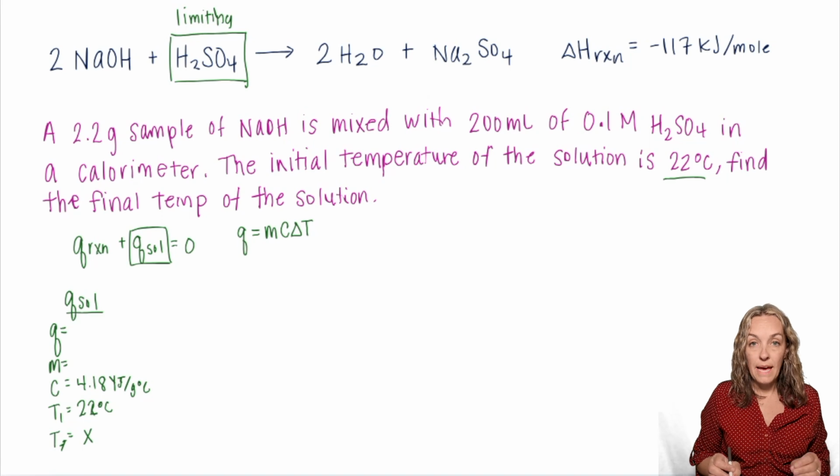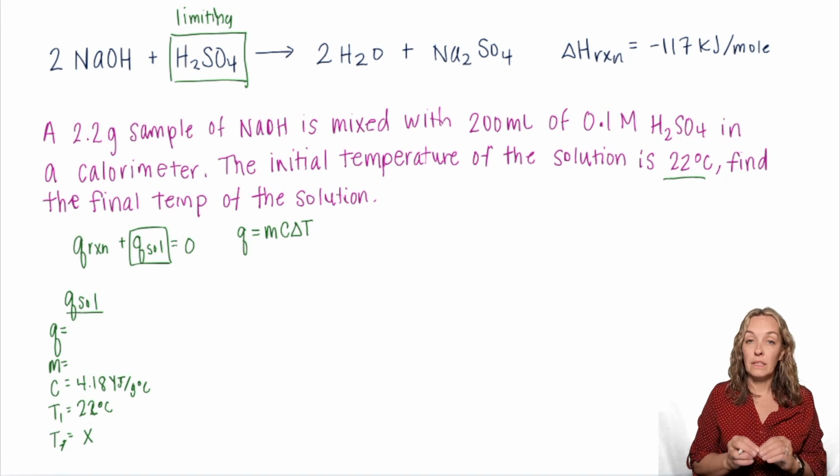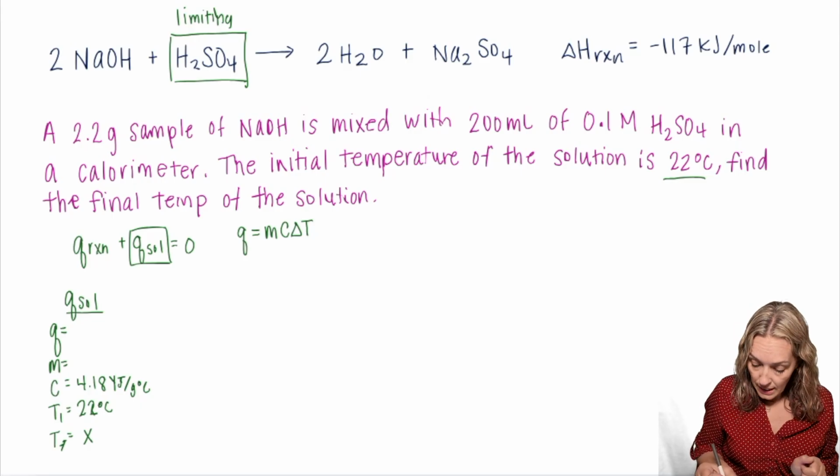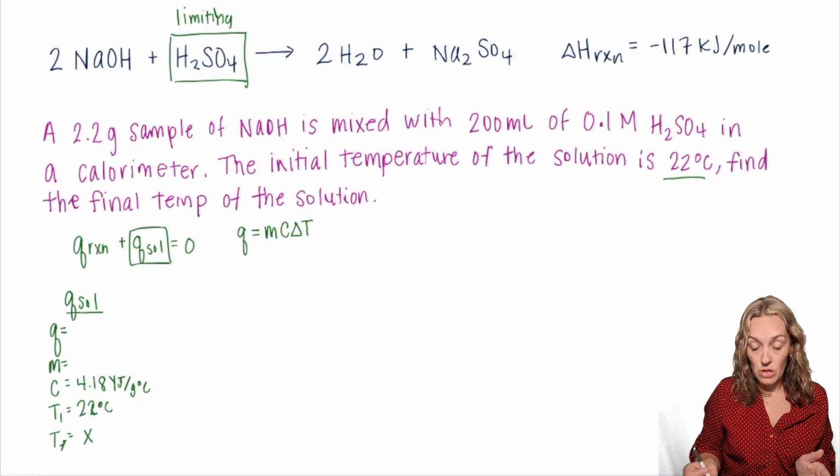Now, as far as the mass is concerned, this problem is a little bit different than the problem that we did before, because we don't have two solutions. When we had two solutions, we just took our milliliters of solution and assumed that since it was water-based, the density was 1, which allowed us to use grams instead of milliliters. But now I have 200 milliliters of solution.